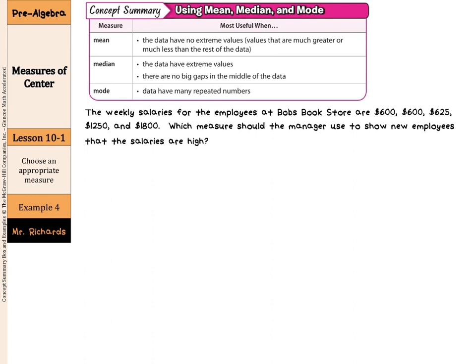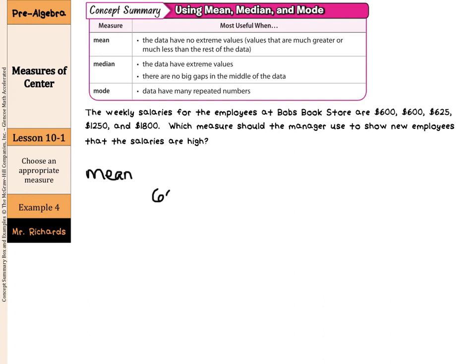Median, we do have extreme values here, and median would be a fair way to measure the data. Think about that. Median would be a fair way to measure the data, perhaps in here. Well, the manager doesn't want to be fair here. He wants to try to convince new people that the salaries are higher than they really are. And the mode's most useful when you have many repeated numbers, and we do have 600 here as our repeat, but that's on the low end, and we want to convince them on the high end. And so I would say take a look at mean here.